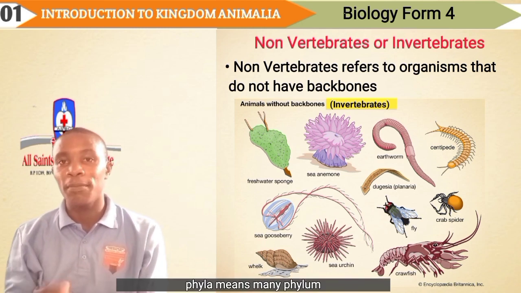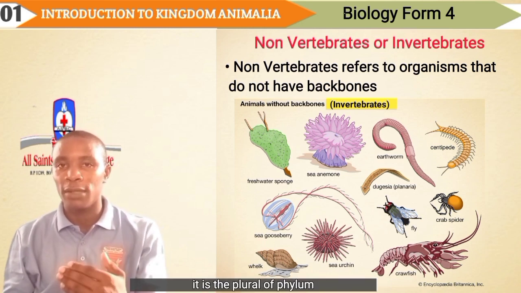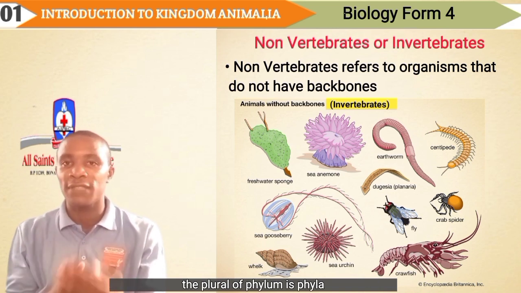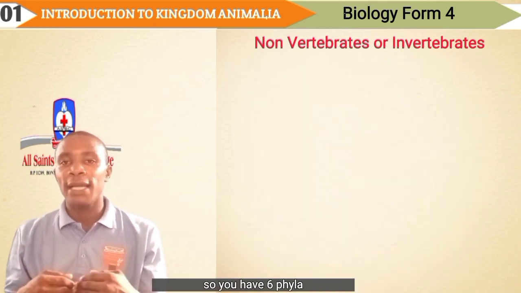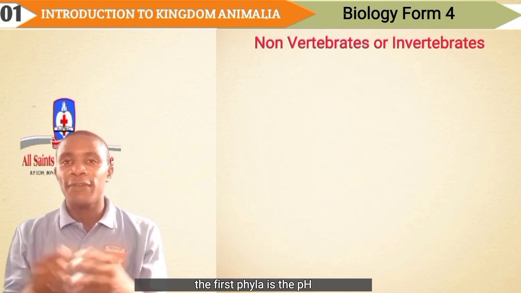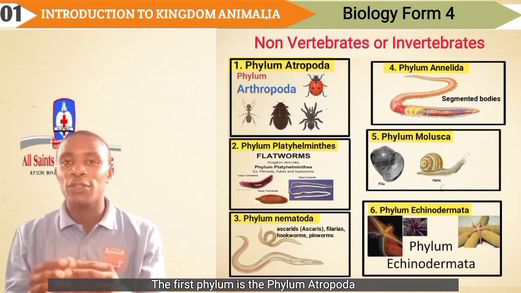Phyla is the plural of phylum. So you have six phyla. The first phylum is the phylum Arthropoda.